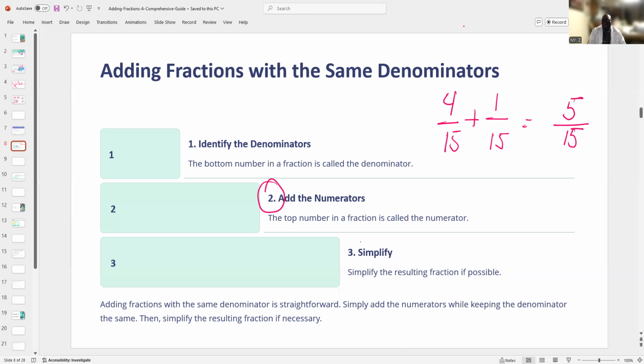And they say simplify if it's possible. I got 5 over 15. I can simplify the top one by 5, I have 1. Simplify the bottom one by 5, I got 3. This means we simplify if it is possible.